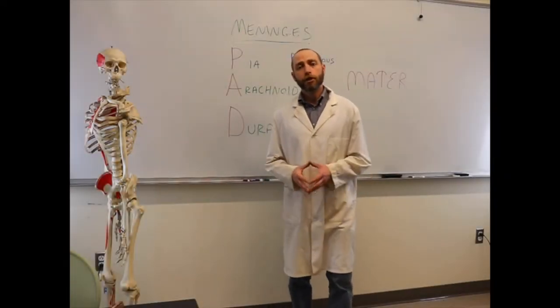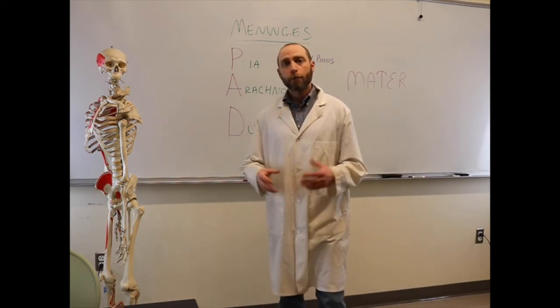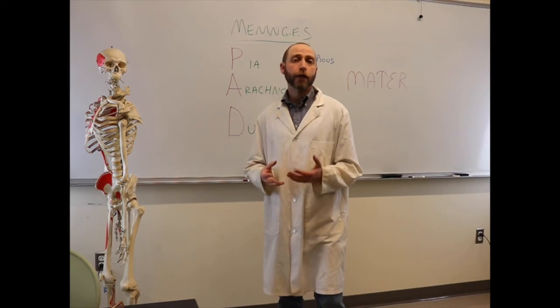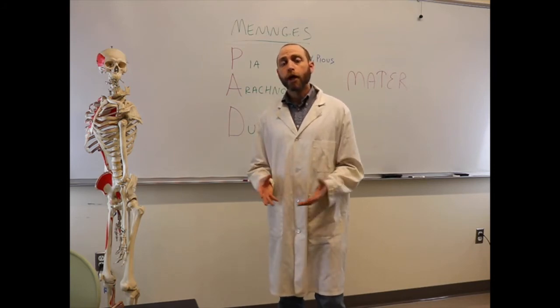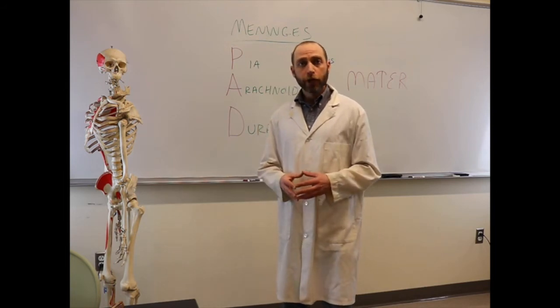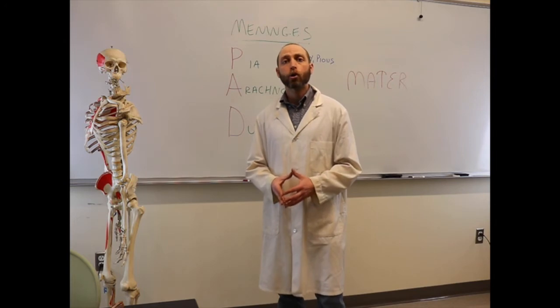Today's main memory tip deals with the meninges. These are 3 layers of connective tissue that provide protection to the brain and spinal cord against impact, help anchor them in place, help deliver their blood supply, and provide a channel for the circulation of cerebrospinal fluid, which nourishes and protects the brain and spinal cord.